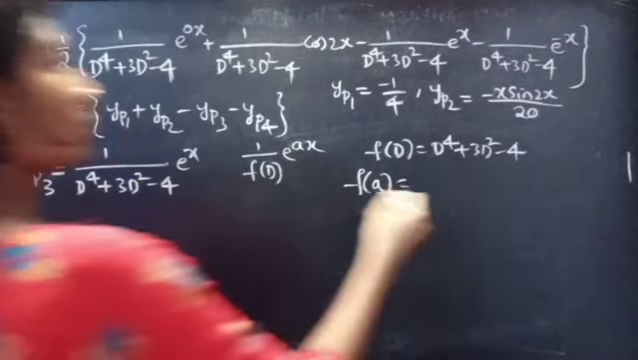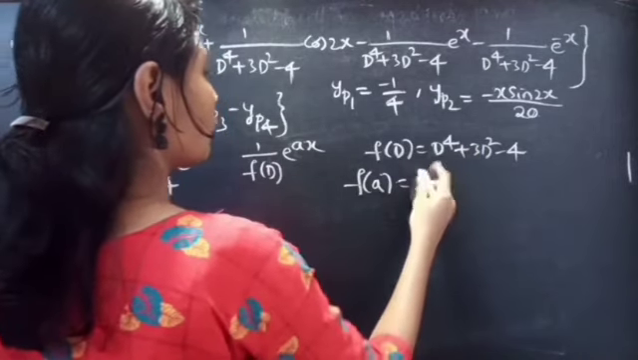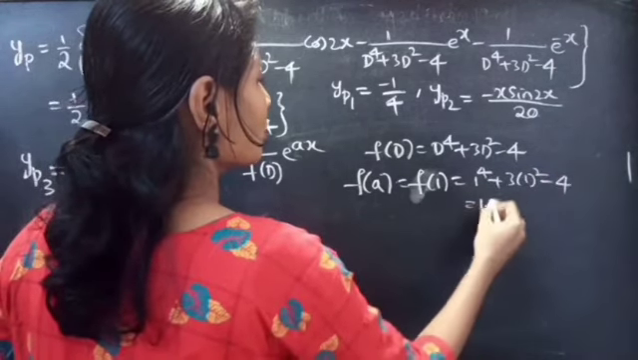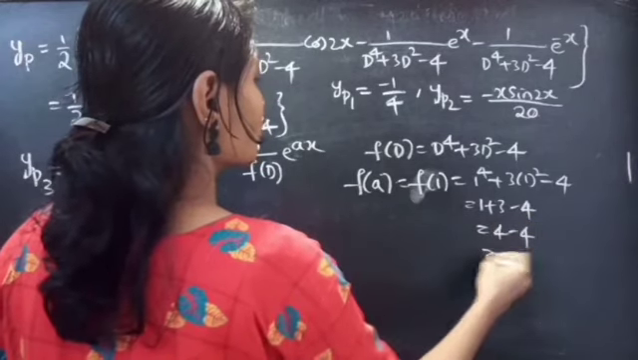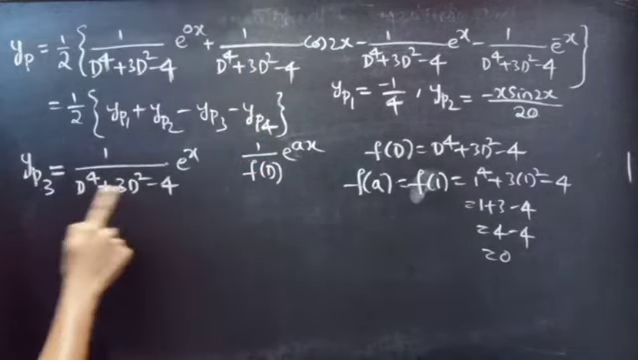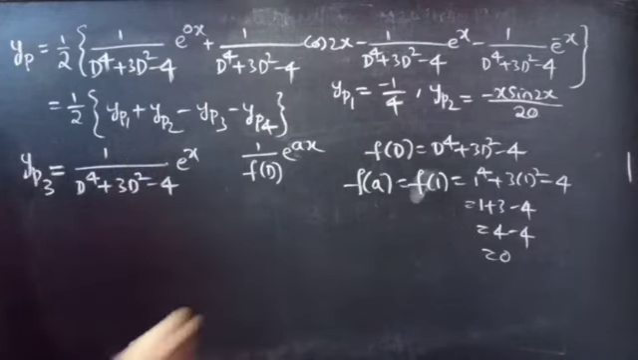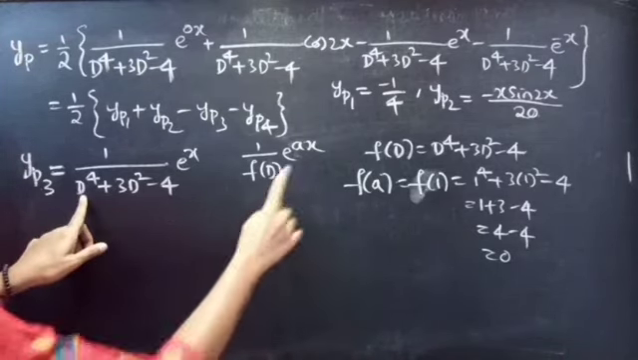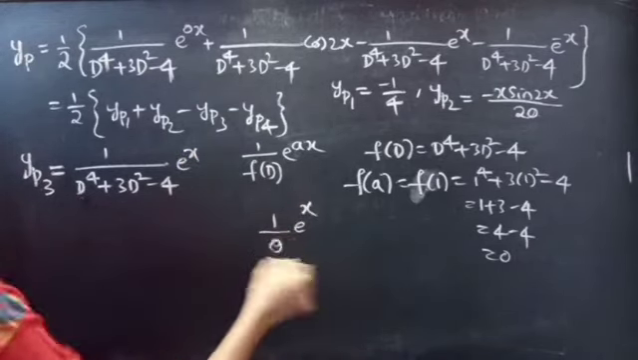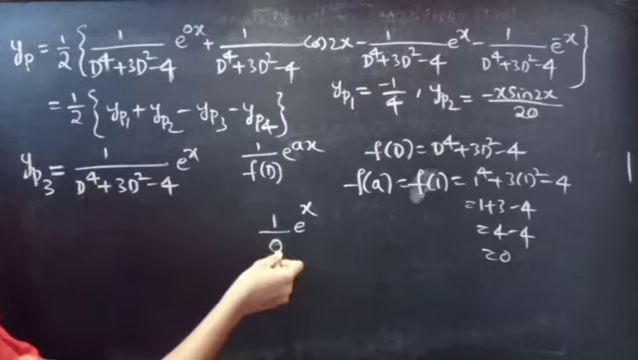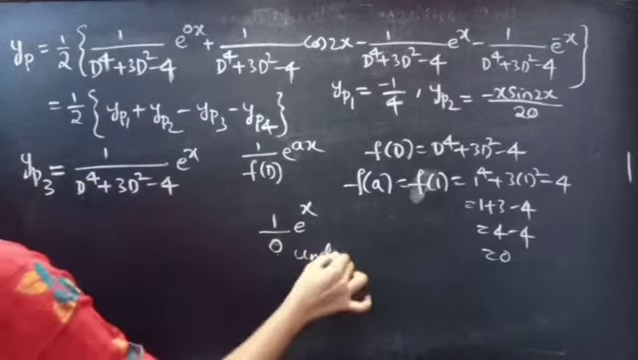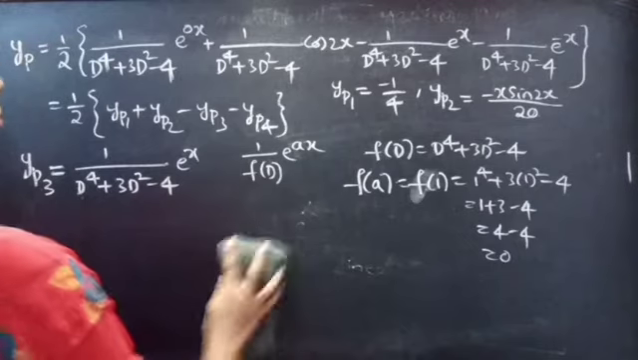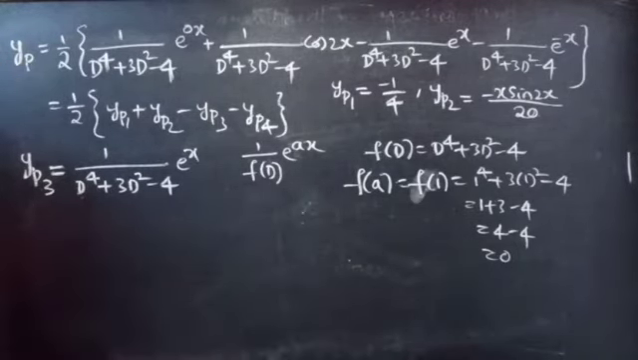For a equals 1, replace D by 1, then you'll get f(1) = 1⁴ + 3 into 1² − 4 = 1 + 3 − 4 = 4 − 4 = 0. Since it is 0, we can't replace D by 1, right? If you replace D by a for a equals 1, you will get something like this, and we know that 1 by 0 is undefined, so the total term becomes undefined. So here we won't replace D by 1.